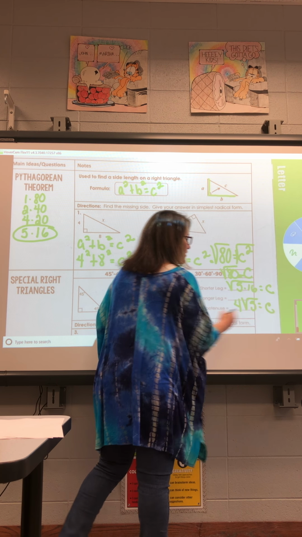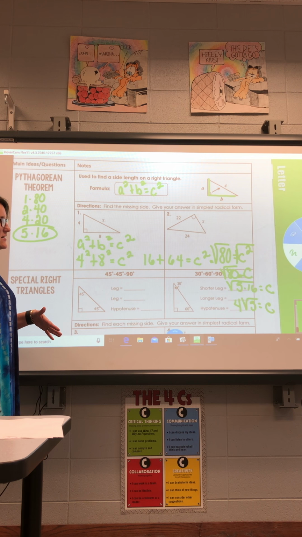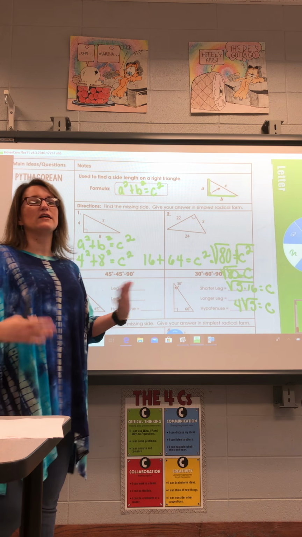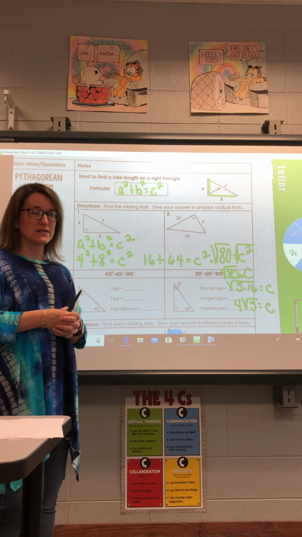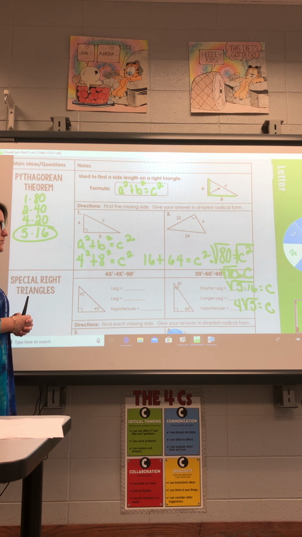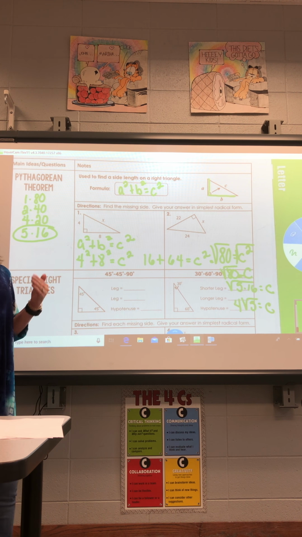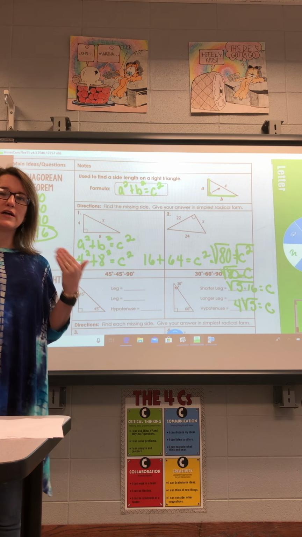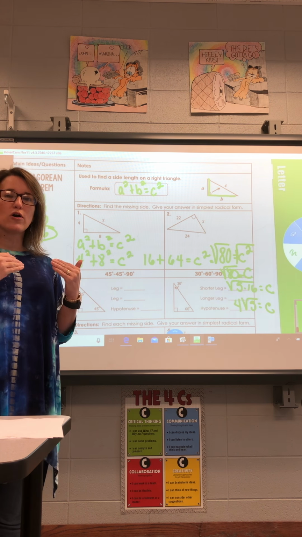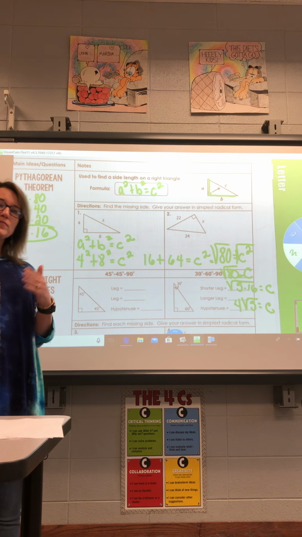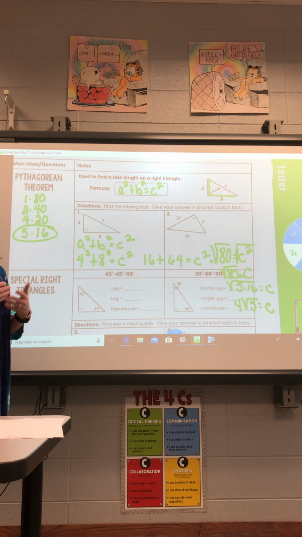So this doesn't look very pretty on this worksheet. Hopefully you're working it out on a nice piece of paper so that you would have some more room to move around and write all this out. But do you notice that I wrote down my formula? I plugged into my formula and then I worked everything out from there. Once I was finished, if you have a radical answer, make sure that you simplify your radical.